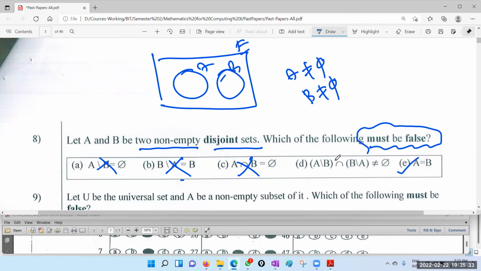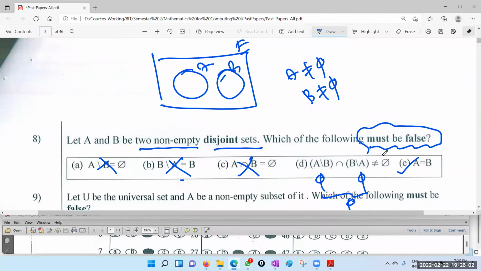Right. Let's look at this one also. This is A minus B. A minus B must be 5, intersection B minus A. B minus A must be 5. So 5 intersection 5 must be 5. So therefore this must be 5. It says it is not 5. But what we got is it must be 5.